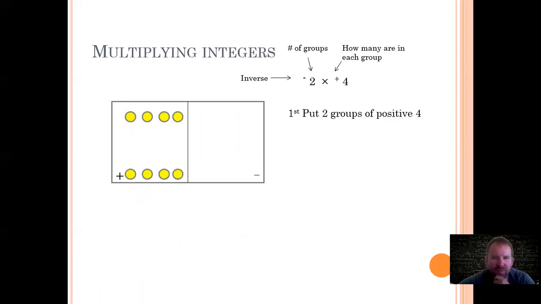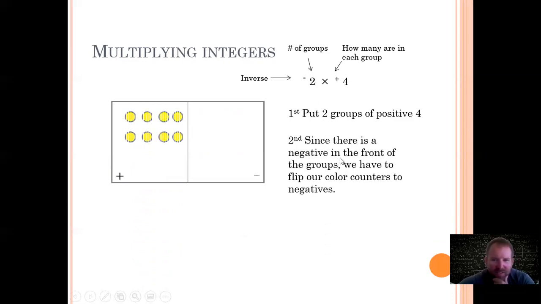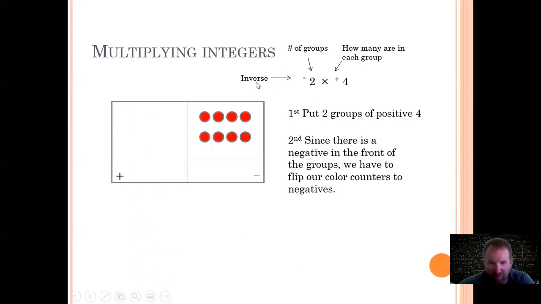All right, so let's look at this one more time. So we're going to have number of groups is 2, and how many are in each group is 4. So first put 2 groups of positive 4. One group, 2 groups. Second, since there is a negative in front of the groups, we have to flip our color counters to the negatives. That's what this little inverse right here is.